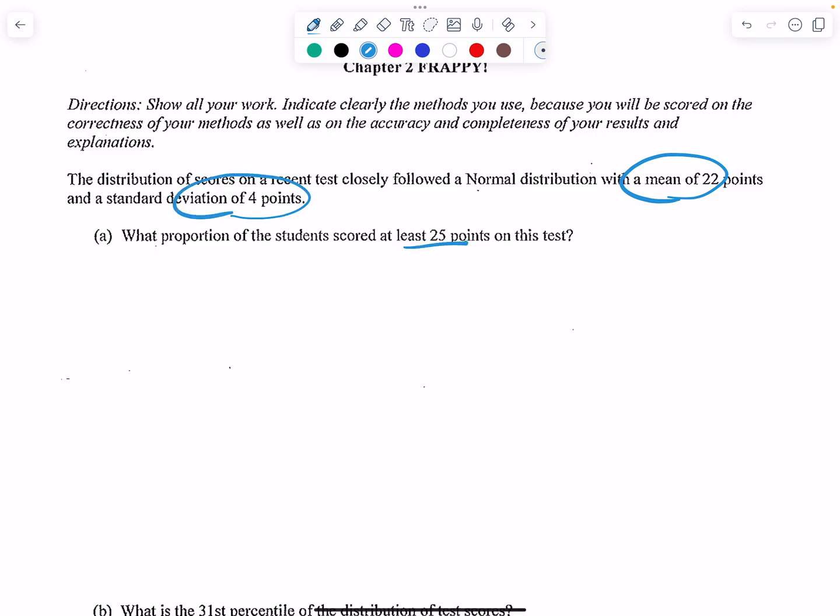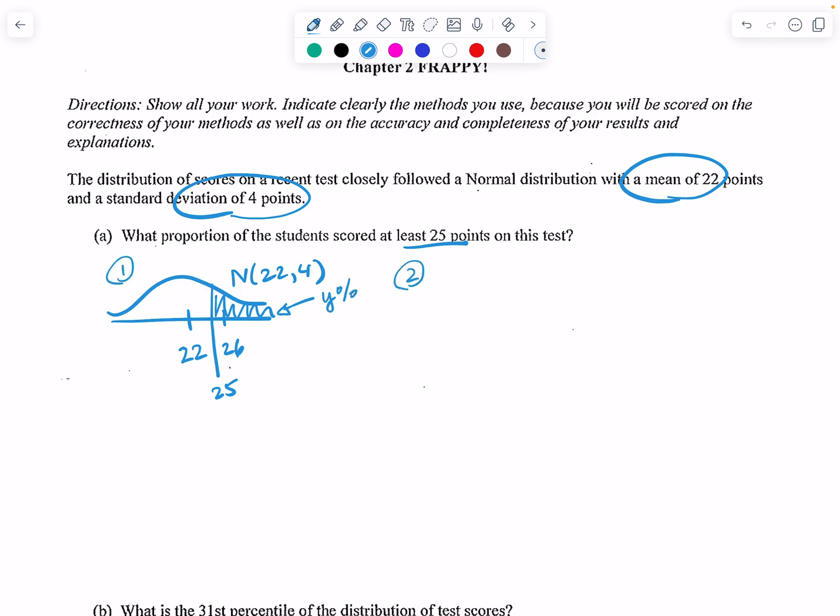So there's 4 steps. And the first step is to draw a picture. And the picture is going to be normal model 22, 4, and then 22 here. So I'm going to go ahead and put the first standard deviation just so you can see that 25 is a little bit more or a little less than one standard deviation. But that's the percentage I'm looking for, y percentage or question mark percentage. So that's step 1.